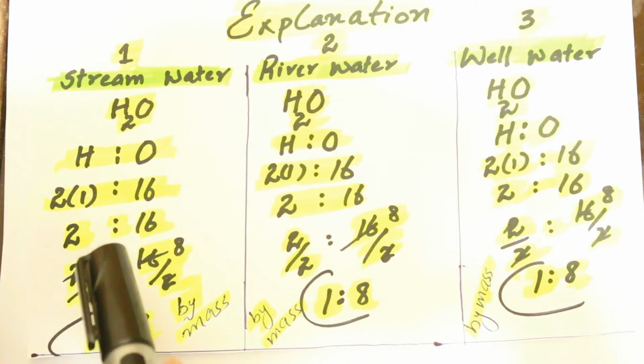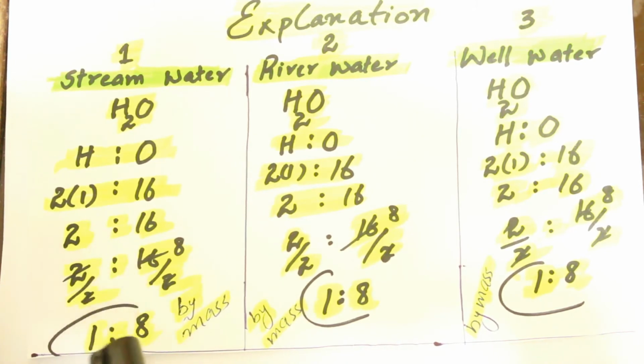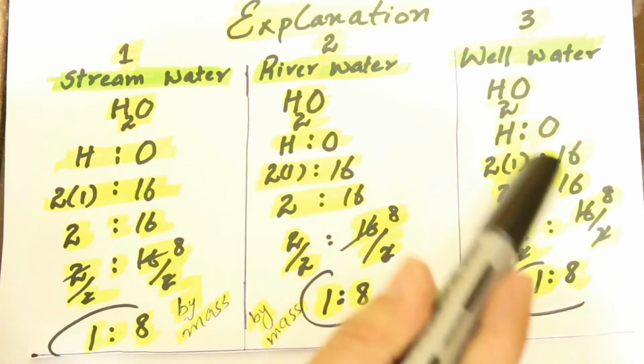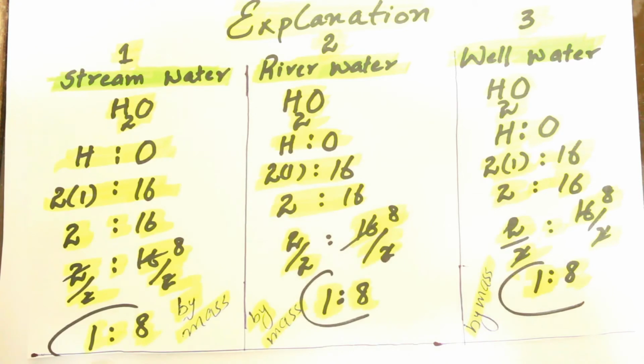2:16. Now we divide both sides by 2 and we get 1:8, which means that if you have a water sample, you will have 1 part of hydrogen by mass and 8 parts of oxygen by mass. The exact same process is repeated for this one and this one. Here you get 1:8, in this case you get 1:8, and in this case you get 1:8.